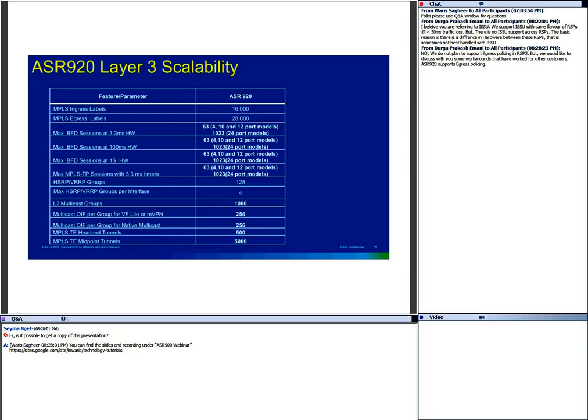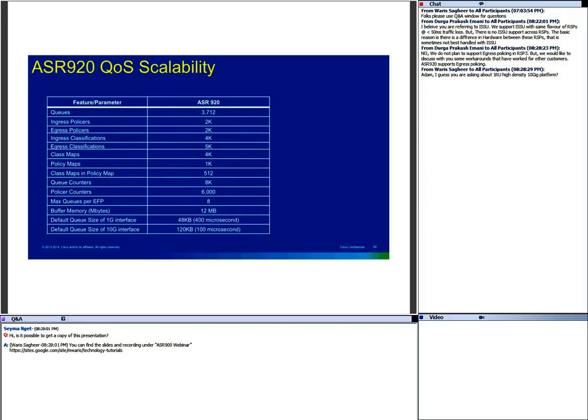This is where it's important to understand why we have different BFD sessions for different models. The 24-port model has a bigger FPGA, and that's the reason it is able to do 1,024 BFD sessions at 3.3 milliseconds. The 4-port, 10-port, or the 12-port models all do 63 BFD sessions at 3.3 milliseconds. So it's important to understand that the FPGA size dominates this, and the FPGA size only changes the BFD. There is no change in routing scalability parameters, and all those remain the same.